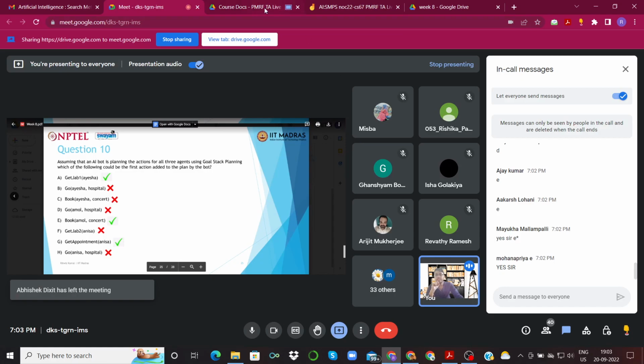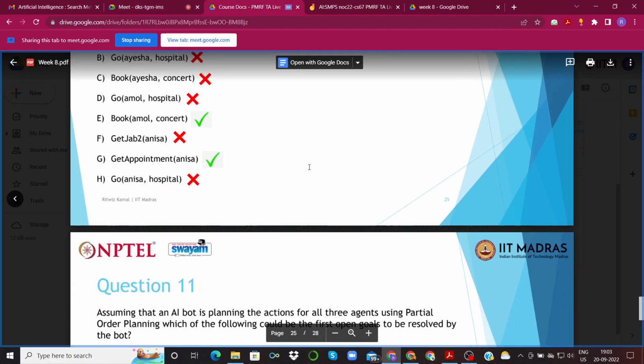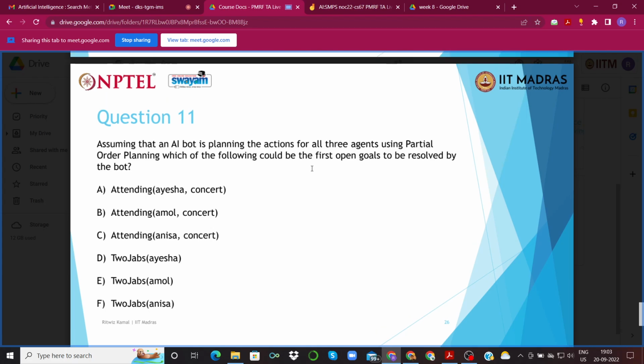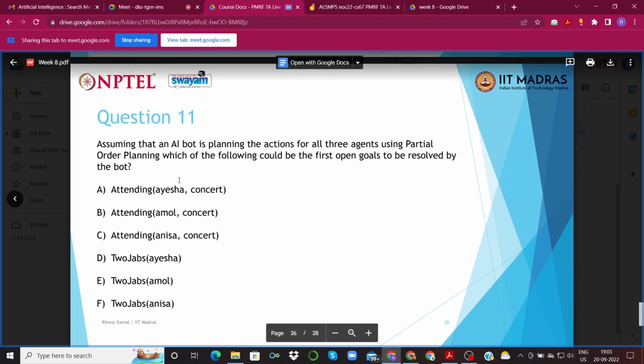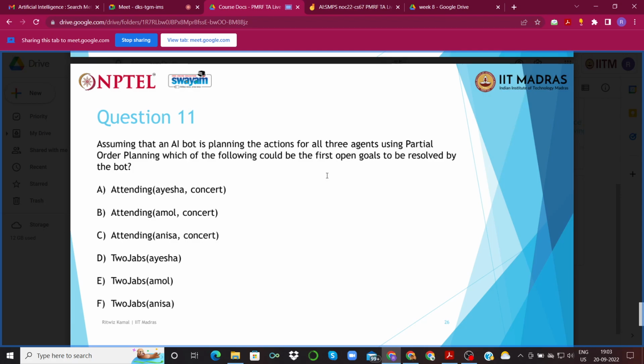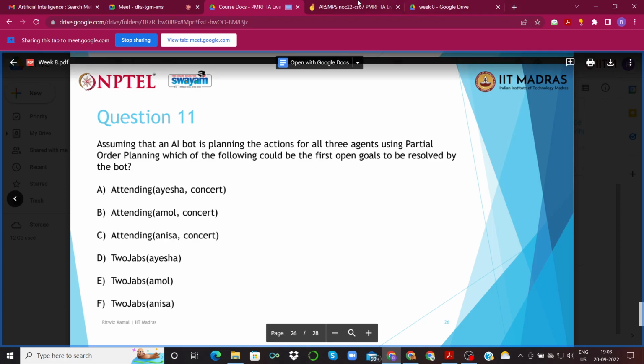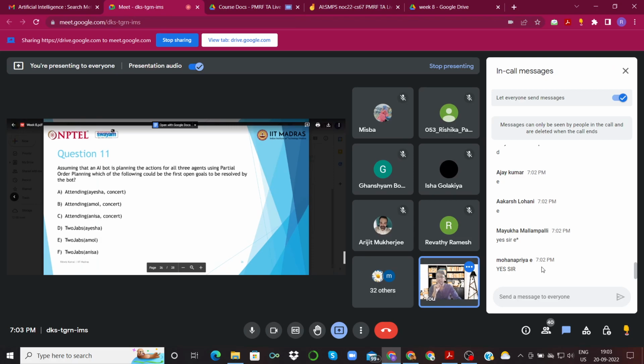Okay, that's great. So I see most of you have got it. This is the last question for today. Now instead of using goal stack planning, we are using partial order planning. So which of the following could be the first open goals to be resolved by the bot? Do you remember what an open goal is, or how partial order planning works basically?